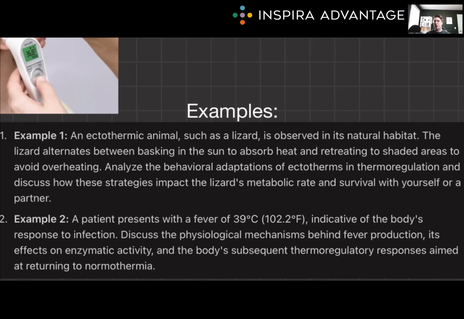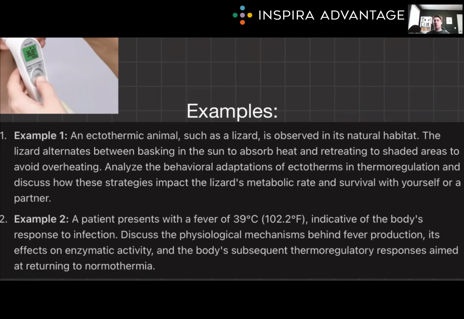Let's go over a couple of example problems, starting with one. Let's say an ectothermic animal such as a lizard is observed in its natural habitat. The lizard alternates between basking in the sun to absorb heat and retreating to shaded areas to avoid overheating. I want you to analyze the behavioral adaptations of ectotherms in thermoregulation and discuss how these strategies impact the lizard's metabolic rate and survival. Do this just by yourself, alone in a room, or with a partner if you have one. Now that you've had some time to do this, I'll tell you what my discussion would have been.